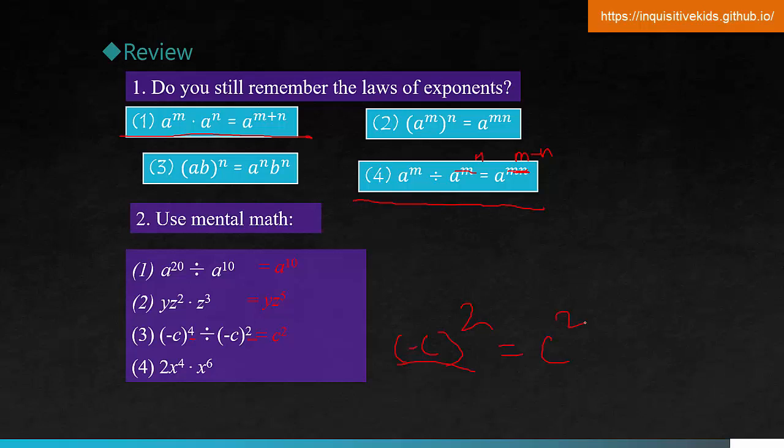For the fourth problem, we have 2 times x to the 10th power. Again, we use the product of powers. So 4 plus 6 equals 10, so 10 becomes our exponent, and we're left with 2 times x to the 10th power.